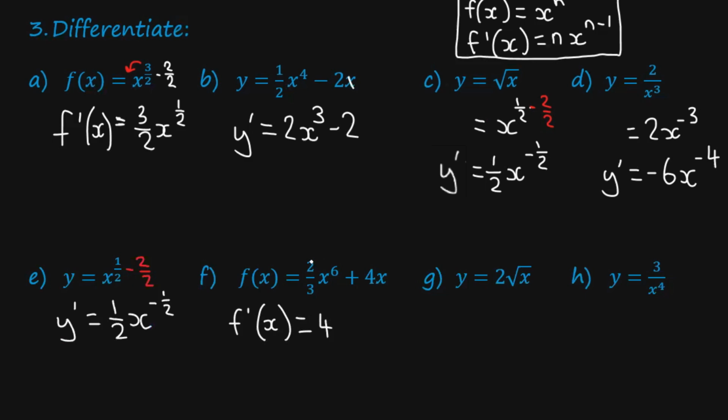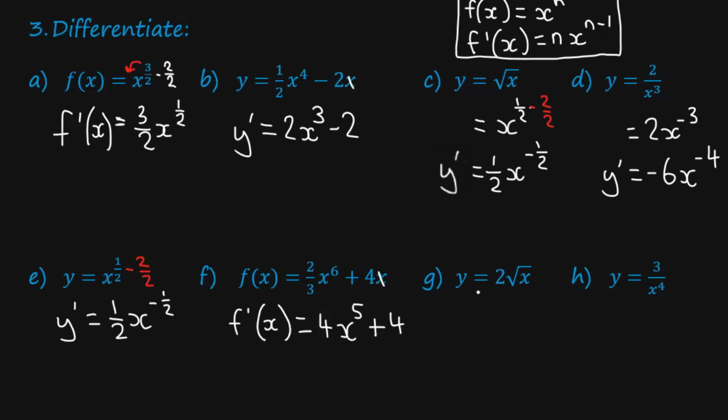Okay, so 6 times 2 is 12. Divided by 3 is 4. Okay, and then we have x, and then we're going to subtract 1 from that 6, which will give us 5. Okay, and then we're just going to add that last 4. I'll cross that out. Okay, so that's how we do that one. Okay, so 4x to the power of 5 plus 4.